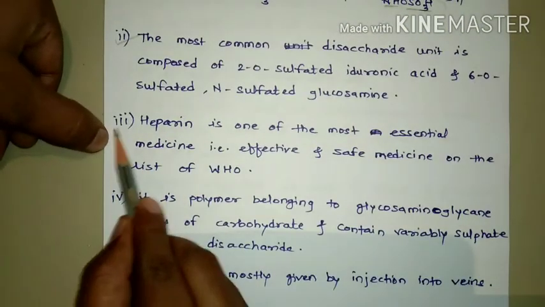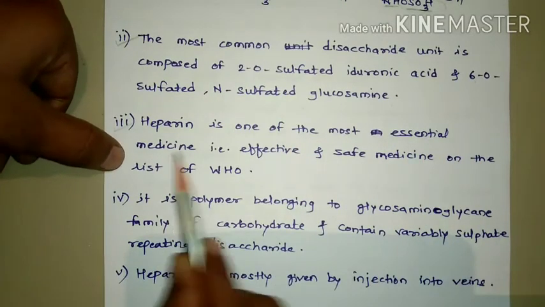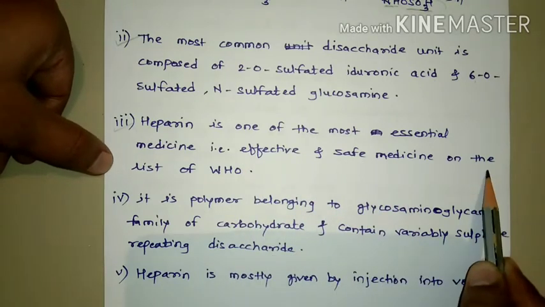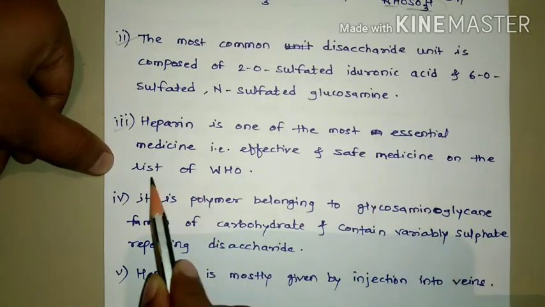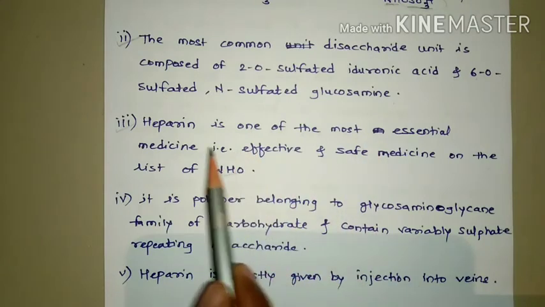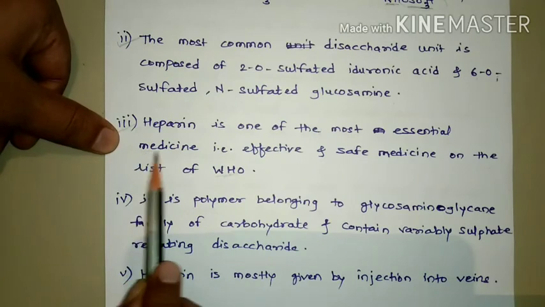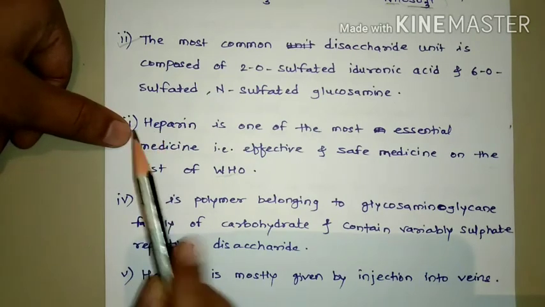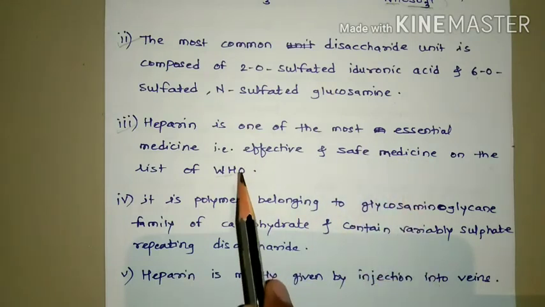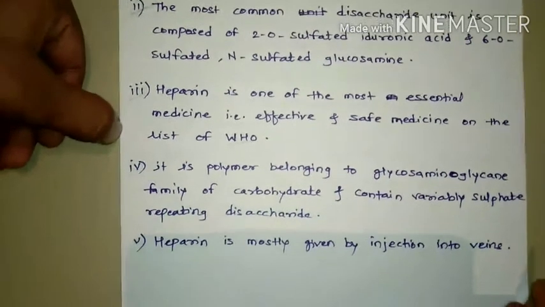The next point: heparin is one of the most essential medicines, effective and safe medicine on the list of WHO. That means heparin is an essential medicine. Medicine is formed by using heparin content and this is effective and safe. WHO decided this is an effective and safe medicine for the human body.